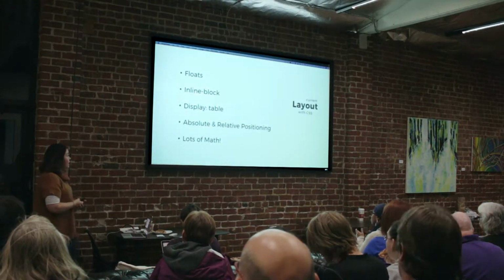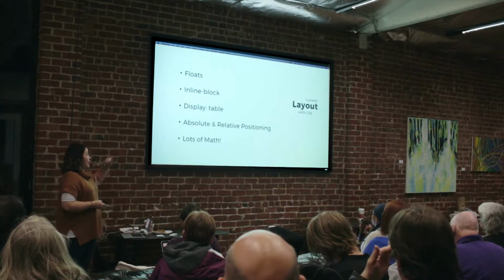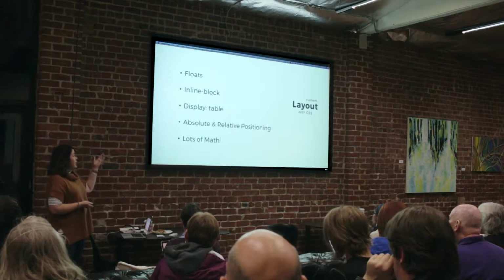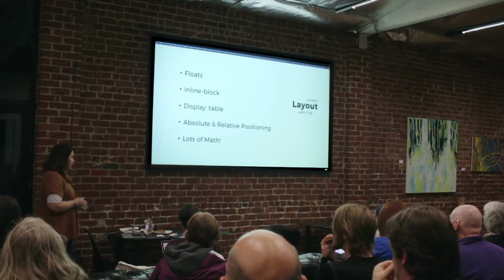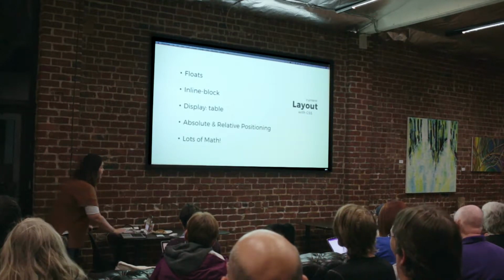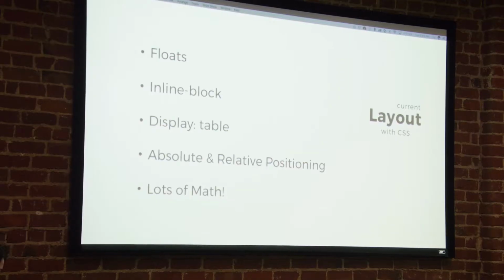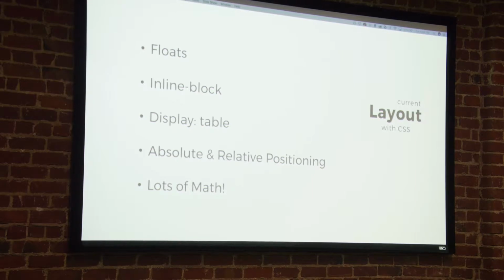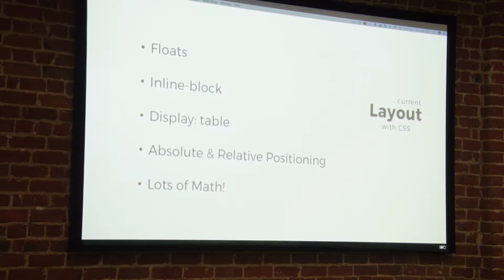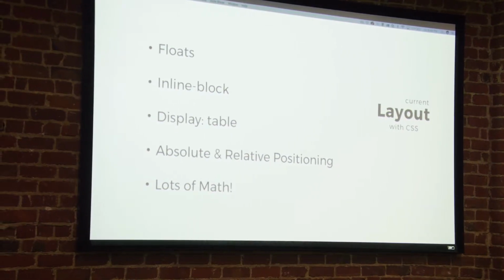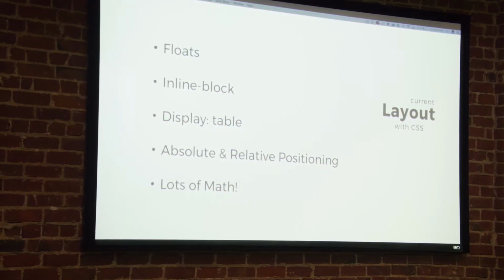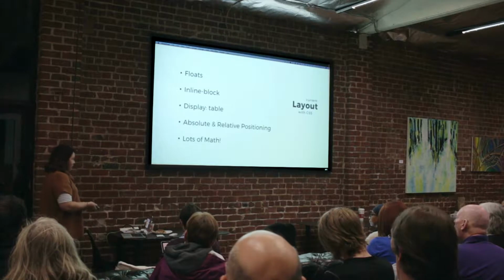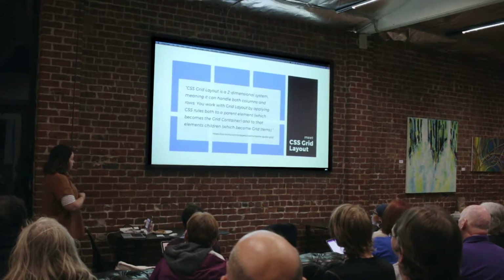So currently with CSS, the way we lay things out, as you know, we use floats, inline block, display table, absolute and relative positioning, and lots of math, okay? So those who don't like to do the math and don't want to have to figure out what percentage 15 is of like 75, then CSS Grid is really going to benefit you in that respect.